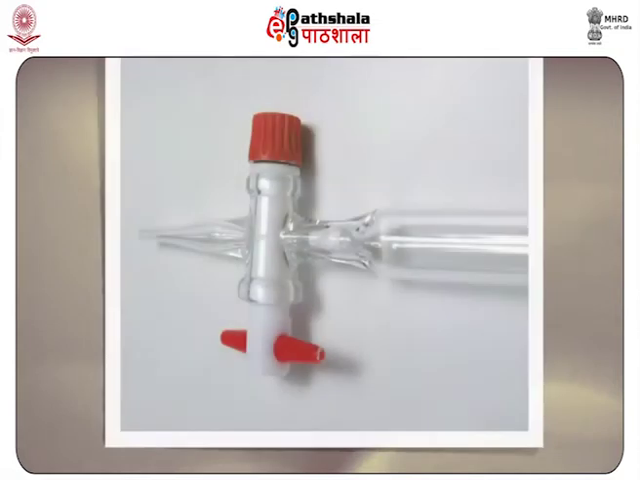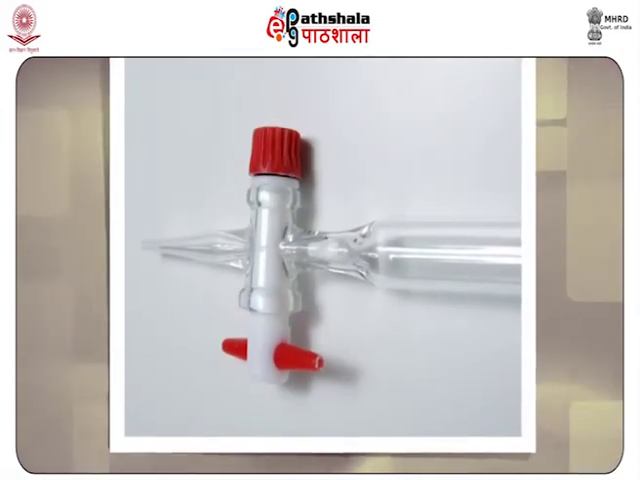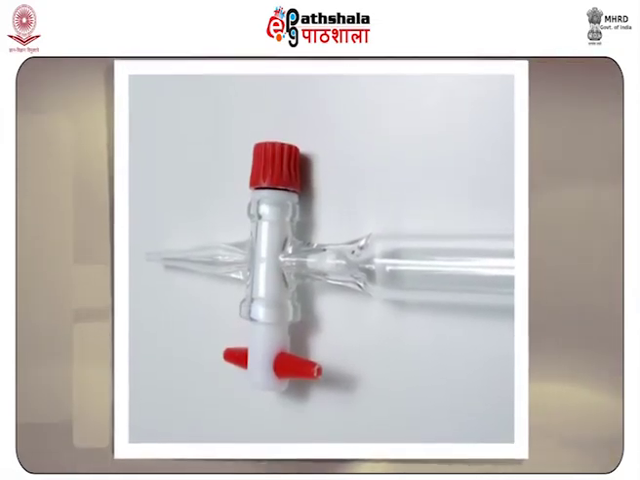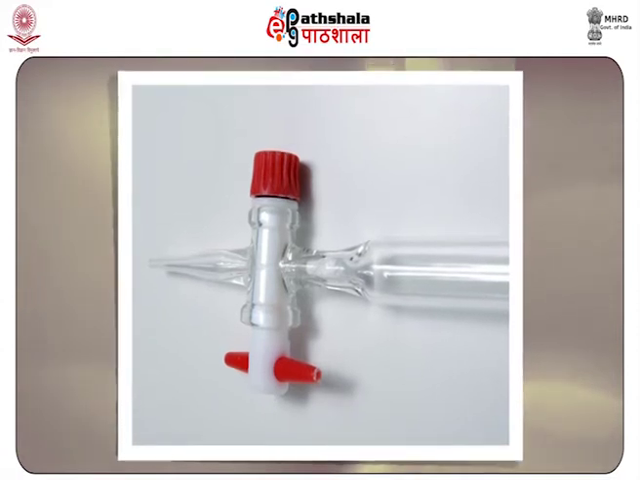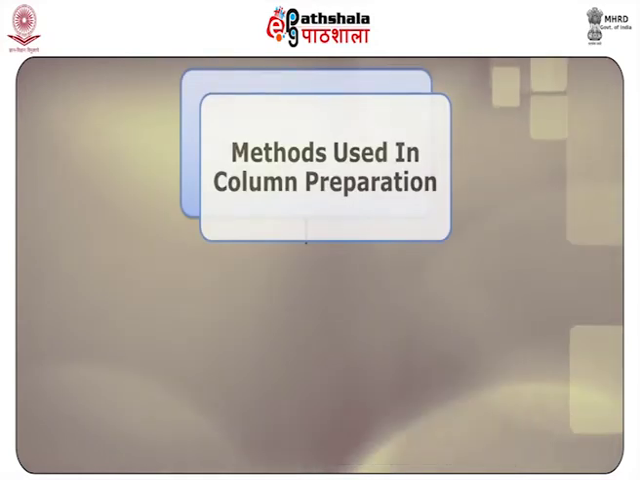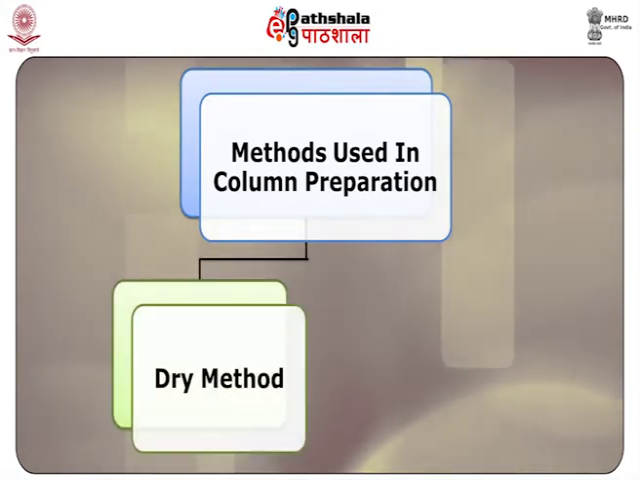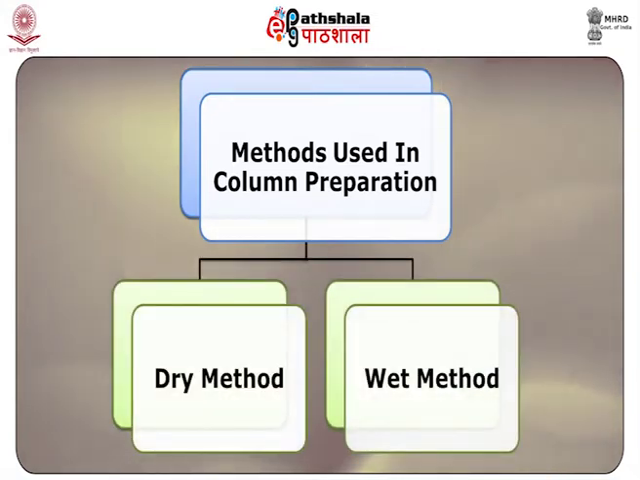The column used is a tube made up of glass with a diameter from 5 millimeters to 50 millimeters and a height of 5 centimeters to 1 meter, with a tap and some kind of a filter at the bottom of the tube. The methods that are generally used in column preparation are the dry method and the wet method.